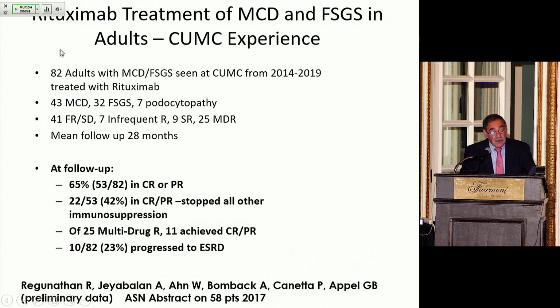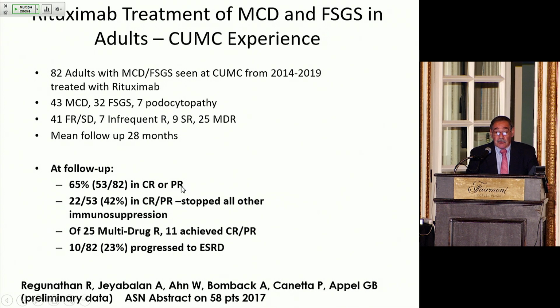So this is data on 82 patients. The abstract we put out in 2017 had 58 patients. These are 82 adults with minimal change or focal sclerosis who were treated with rituximab. They included 43 minimal change, 32 focal sclerosis, 7 podocytopathies, such as an IgA patient with minimal change, such as a C1q nephropathy, etc. 41 were frequent relapsers or steroid dependent. 7 were infrequent relapsers, 9 were steroid resistant, 25 were multi-drug resistant, and the follow-up here is about 2 years.